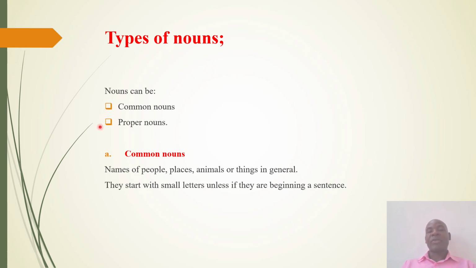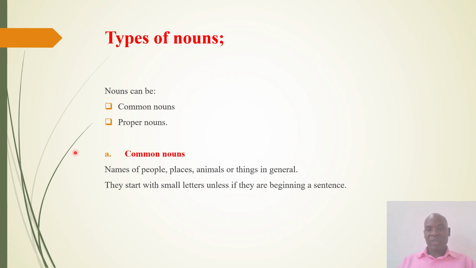We want to see the two. What is a common noun and what is a proper noun, and what are the examples that each type has for us to be able to understand the types of nouns that we have in English and their examples in a better way. So without wasting much time, I want us to look at the first type, the common nouns. We look at common nouns as names given to people, places, animals, or things, but in general.